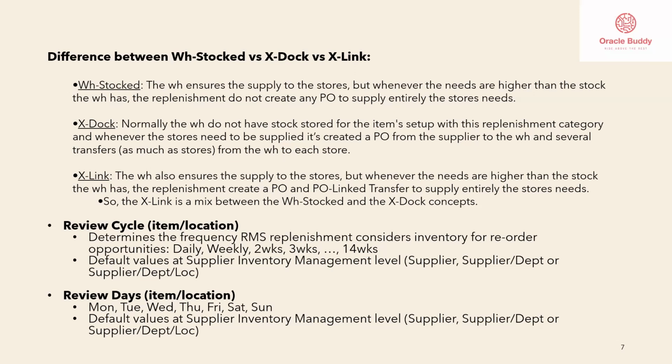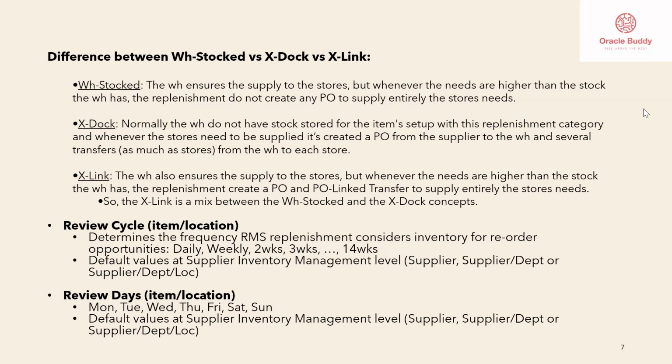Let's talk about review cycle now at item location. It determines the frequency with which RMS replenishment considers inventory for reorder opportunities. It can be set as daily, weekly, 2 weeks, 3 weeks, up to 14 weeks. Default values are at supplier inventory management level: supplier, supplier department, or supplier department location. Review days: based on the days also, we can set up replenishment. You can choose Monday, Tuesday, Wednesday, Thursday, whichever day you want to do the replenishment.